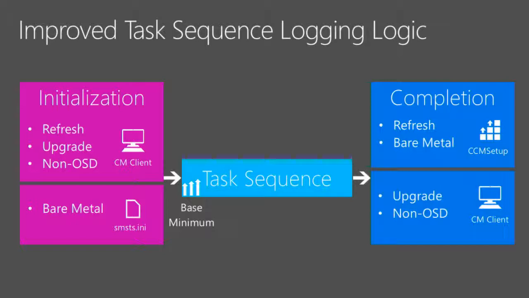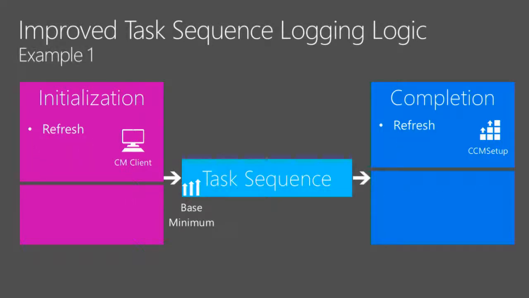And then when the task sequence completes, depending upon the scenario is how we will leave the state of it. So if it's a refresh or bare metal, there is an explicit client install. So if you configure the defaults there, then we'll use the defaults. We'll reset the system back to defaults. If you explicitly set logging parameters on the CCM setup command line, then we'll use those explicit parameters. In an upgrade or a non-OSD scenario, there's not an explicit client install, so we'll just use the settings that came from the old system, the down-level system, and we'll persist those through.